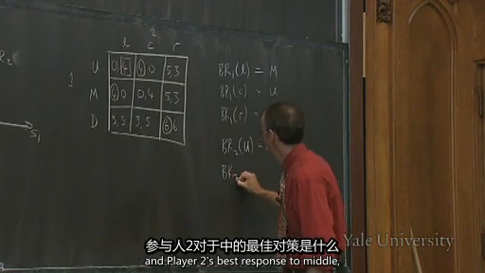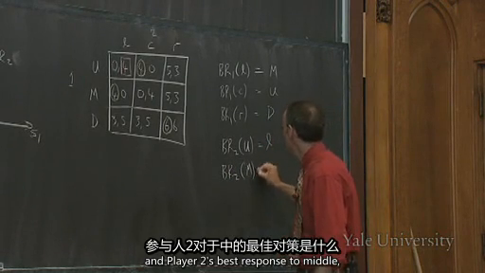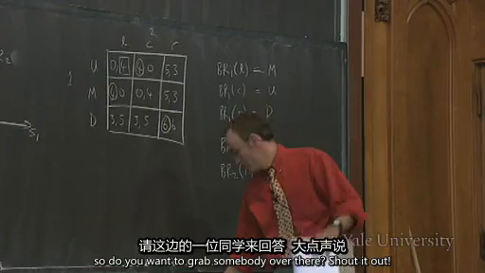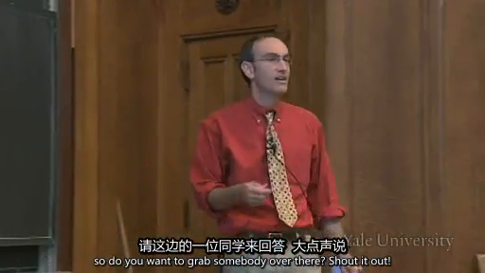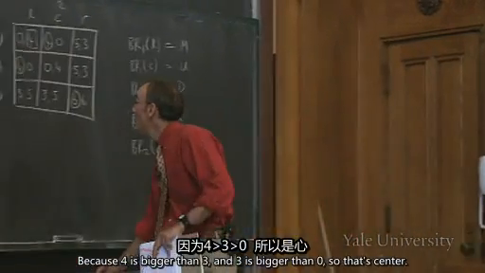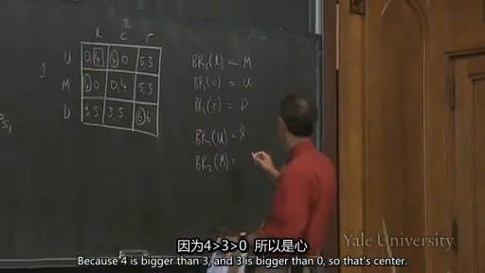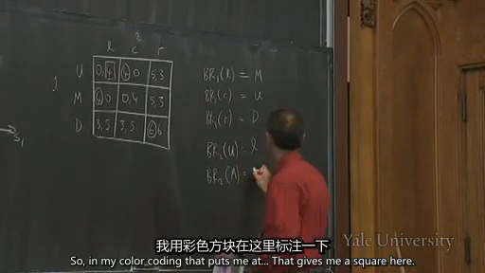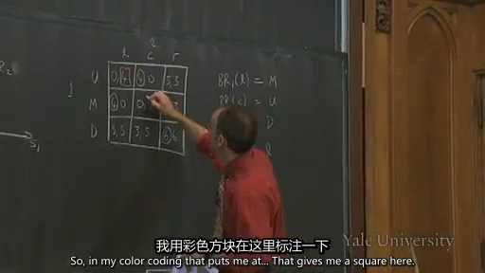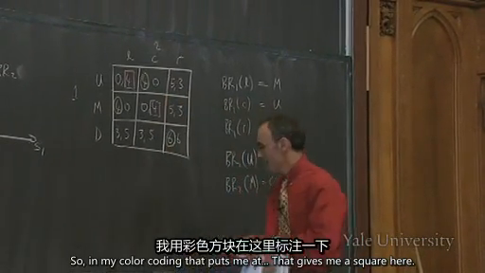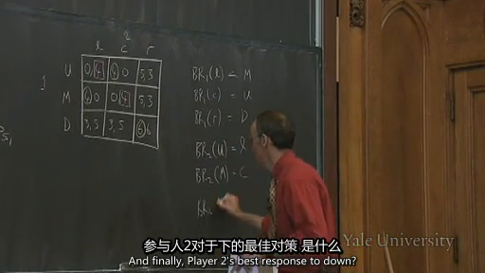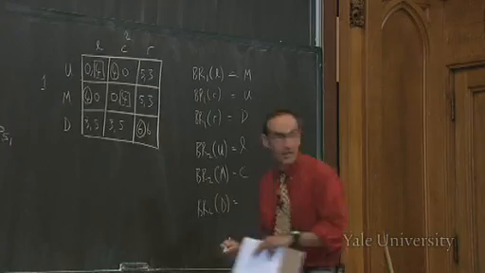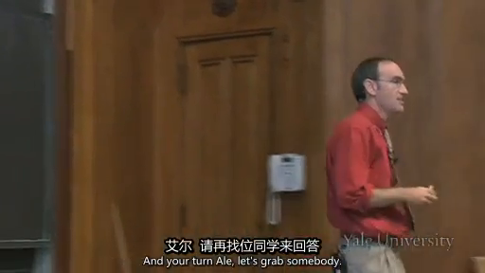And player 2's best response to middle, so Merton, do you want to grab somebody over there? Center. Because 4 is bigger than 3, which is bigger than 0, so that's center. And in my color coding, that gives me a square here. And finally, player 2's best response to down. Your turn, Ali. Let's grab somebody.